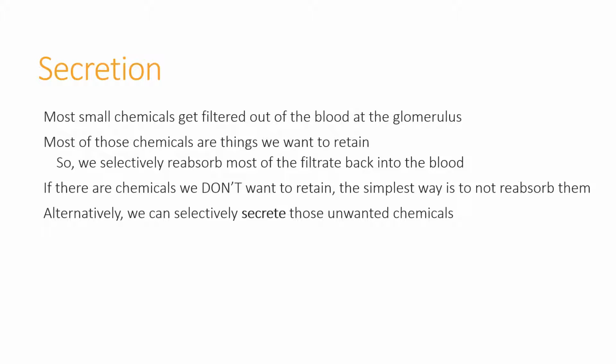Alternatively, we can also selectively secrete those unwanted chemicals. We can pump them out of the blood and into the nephron tube to be part of the urine. This works for any chemicals we have in excessive amounts, as well as for those chemicals that were too large to get filtered out of the blood at the filtration step.